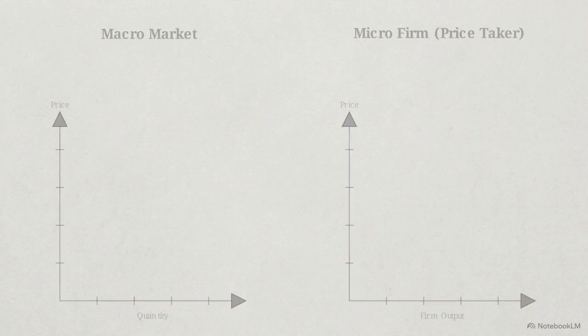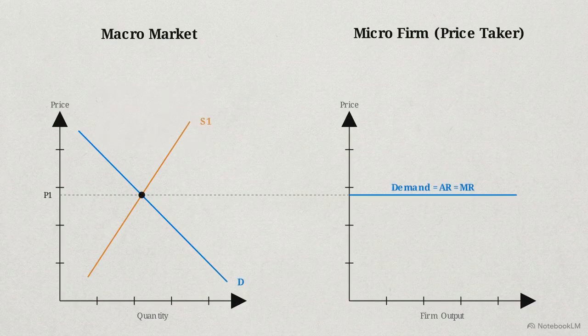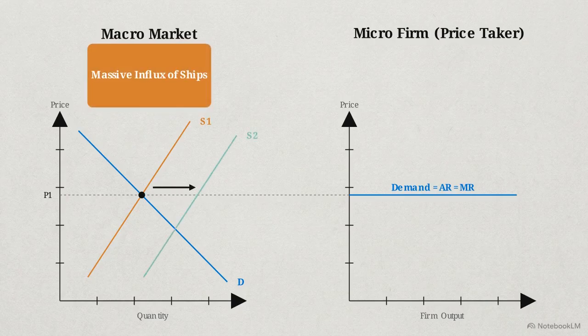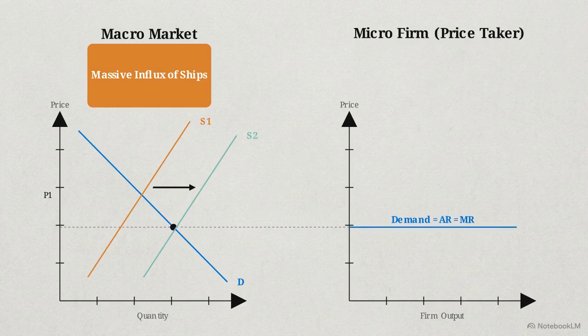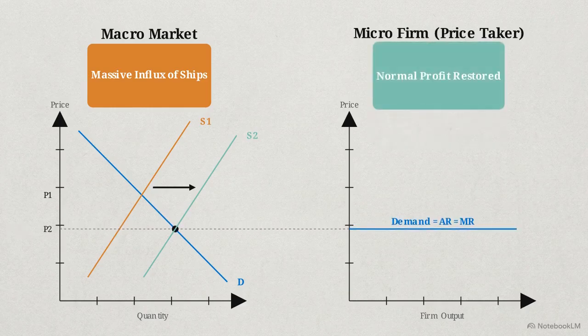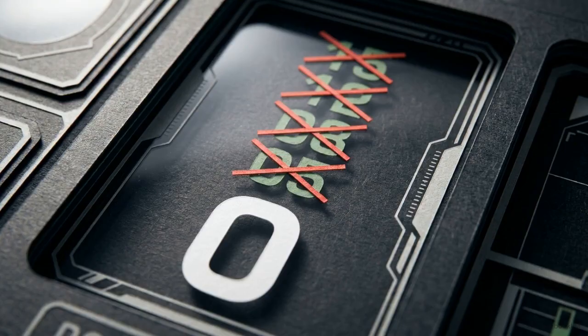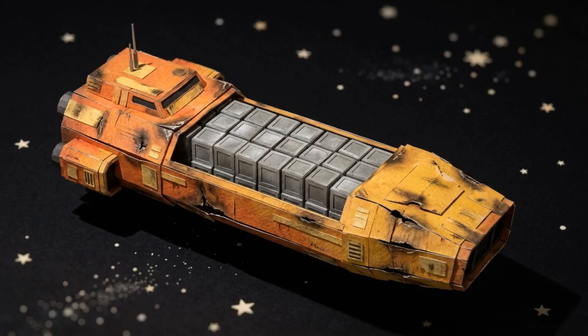On the macro graph, the massive influx of ships pushes the total market supply curve right. This shift forces the equilibrium price to plummet, dragging the individual firm's horizontal demand curve straight down with it. All of those abnormal profits vanish. In the long run, the firms are left earning only normal profit, just enough revenue to cover their opportunity costs and keep the ships flying, but without any excess wealth.